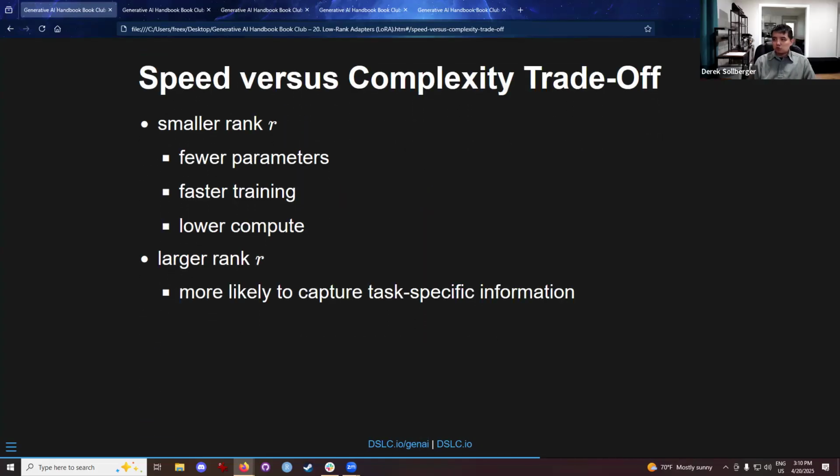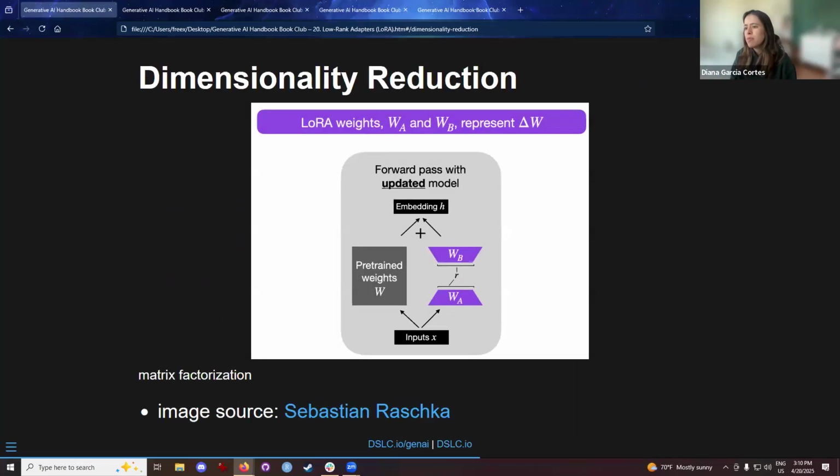This, of course, is our usual speed versus complexity trade-off. With a smaller rank. Sorry, there is one question in that in the last slide. So that will mean that we have the pre-trained weights, then we do dimensionality reduction on the pre-trained weights, and then we do the update on the lower dimension weights. So the update is on the lower dimension weights, yes. Okay. The pre-trained weights are not changed at all. Okay.